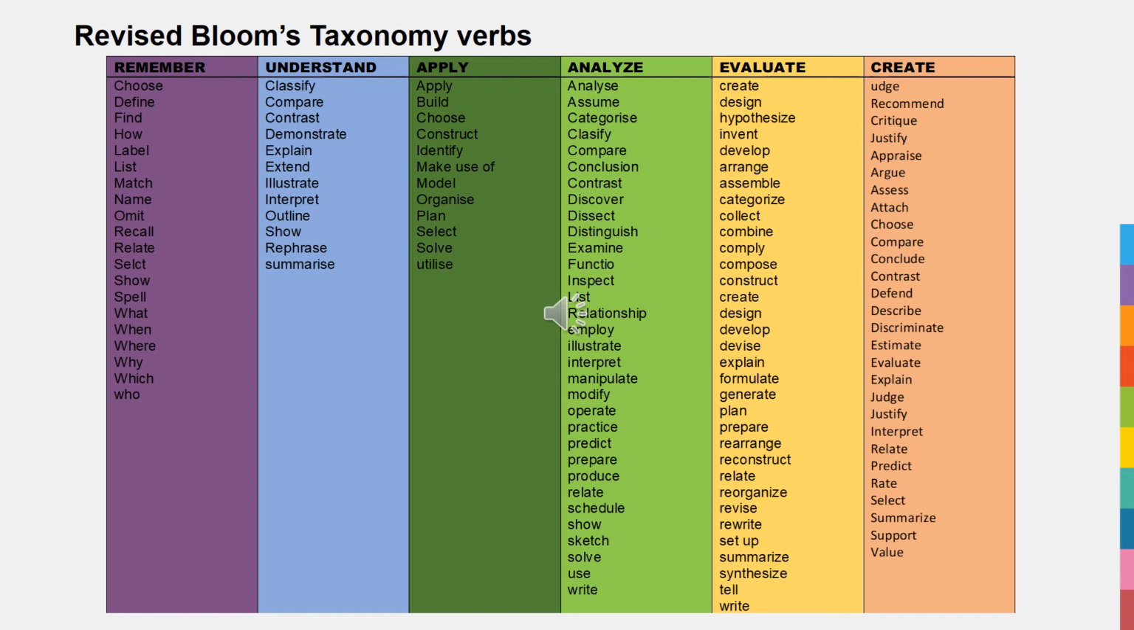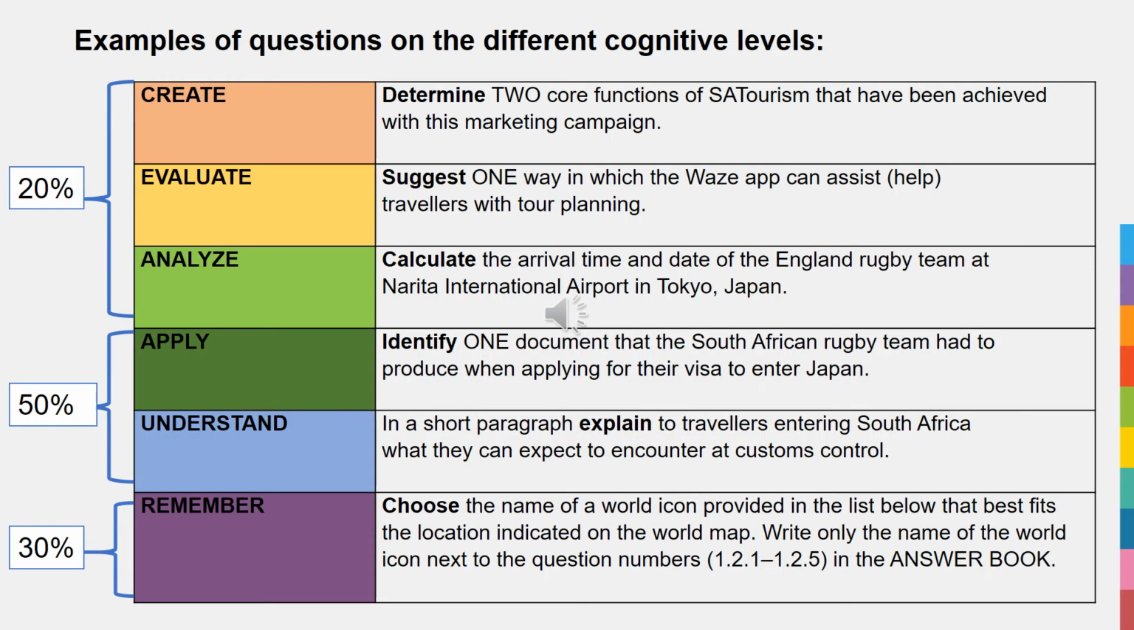Okay, so I'm just looking at this verb, for example. Plan. Okay, plan a 3-day itinerary. Develop a tour budget. That's higher order thinking. Now, what I've done here is I've shown you that for lower order you have to have 30% questions in your test or exam paper.